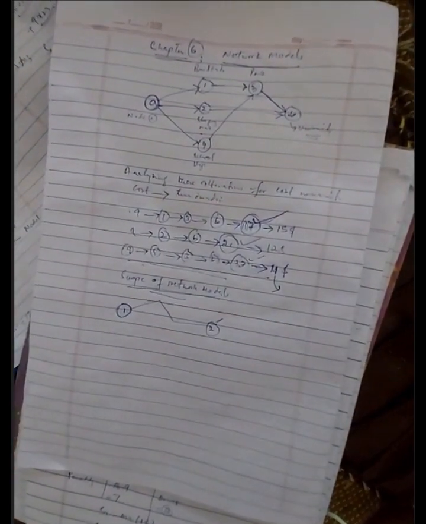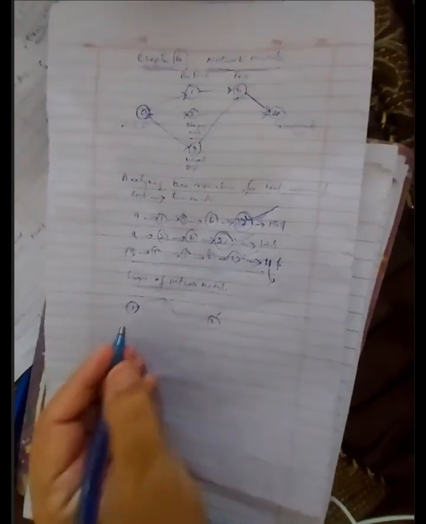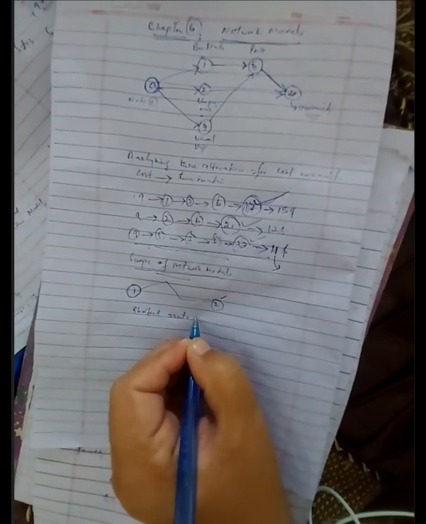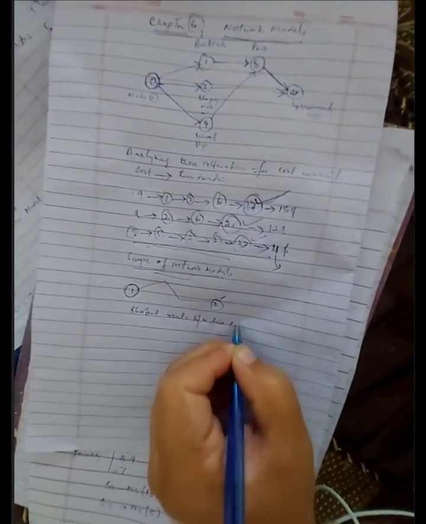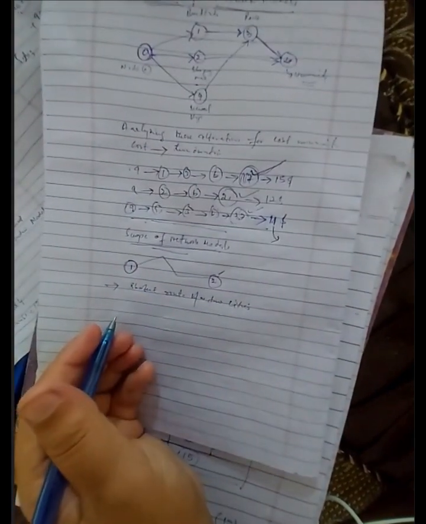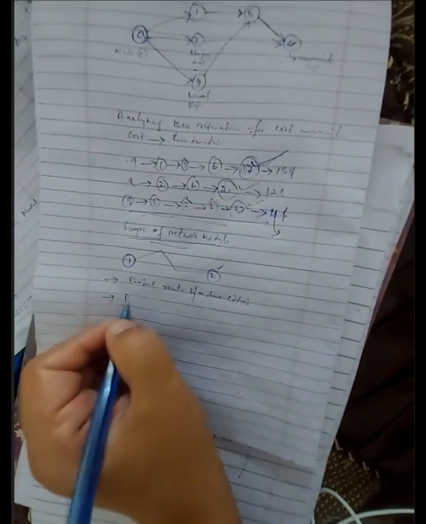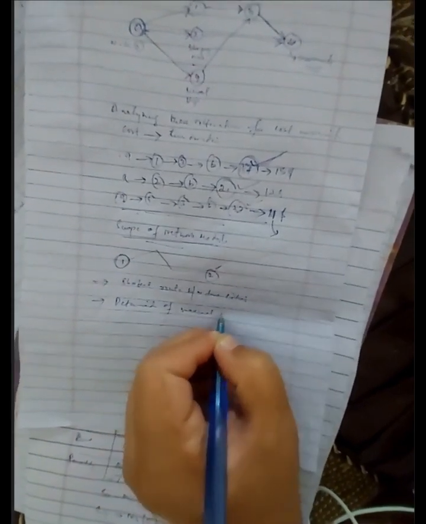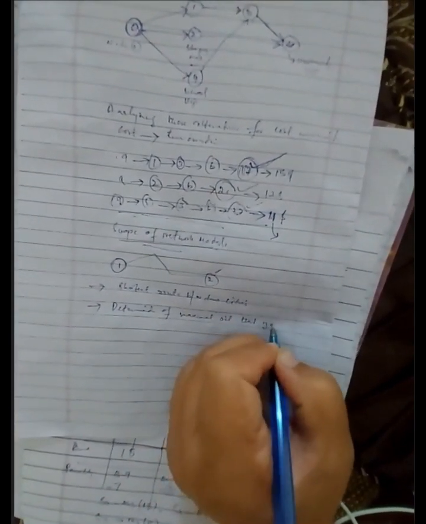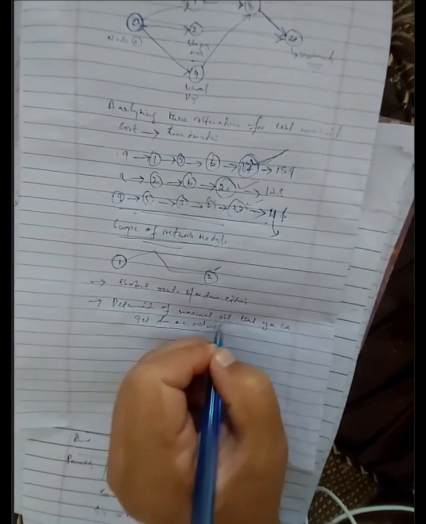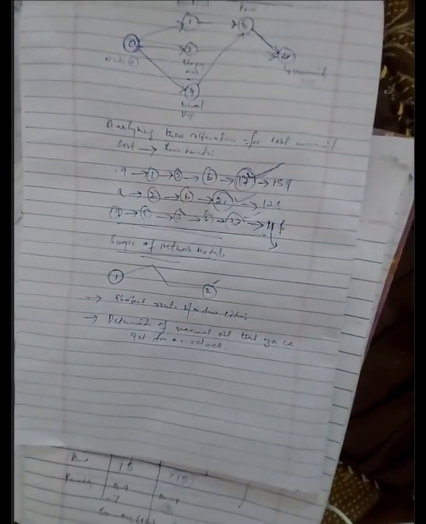Determination of the shortest route between any two cities. This is one of the scopes of the network models. Determination of the maximum oil that you can get from an oil well or network. This is the scope of the network model.